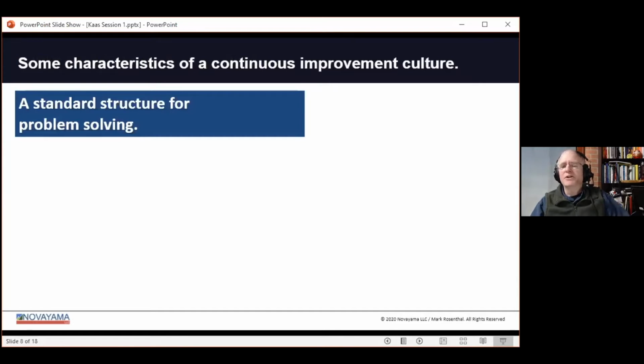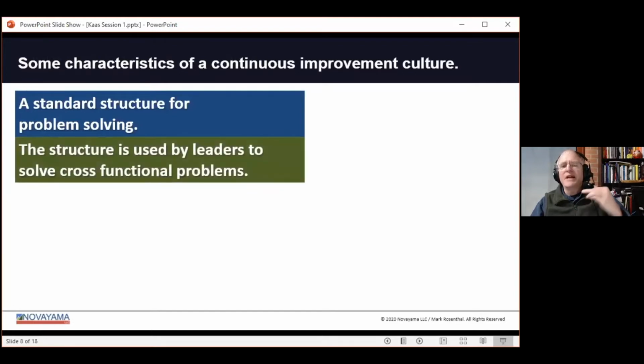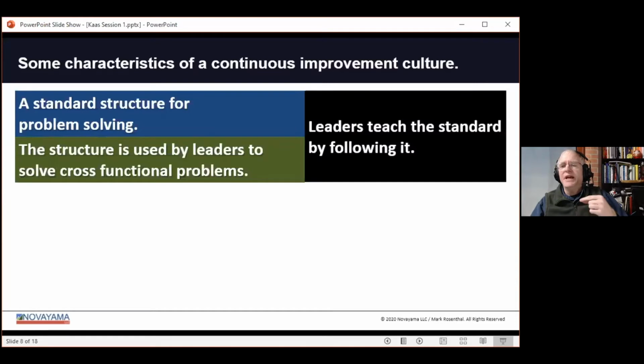Inside Toyota, they call it the Toyota Business System. It used to be called A3. It's fundamentally an 8-step process. Not surprisingly, the Toyota Kata process mirrors it. That structure is used by leaders to solve cross-functional problems. And the leaders teach the standard by following the standard and setting the example.